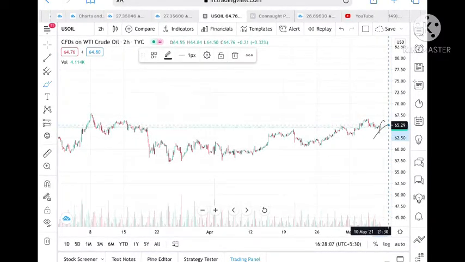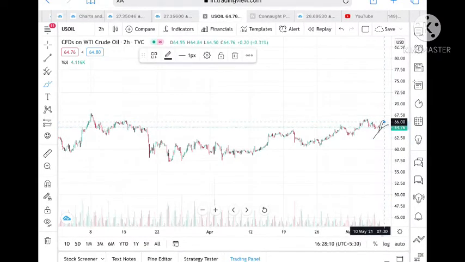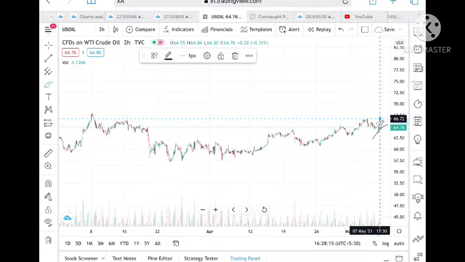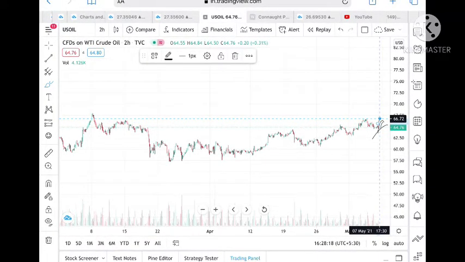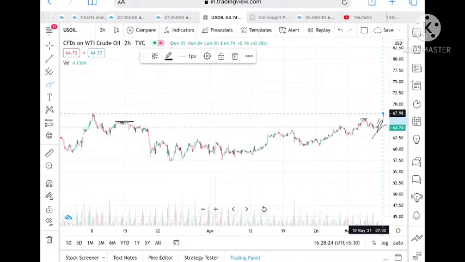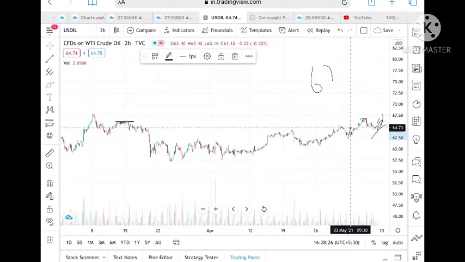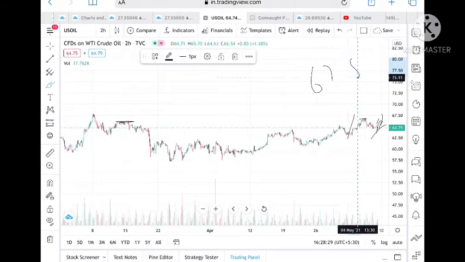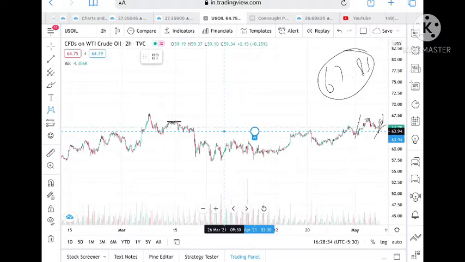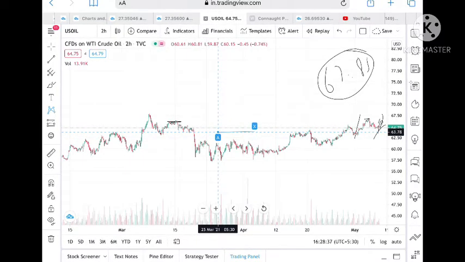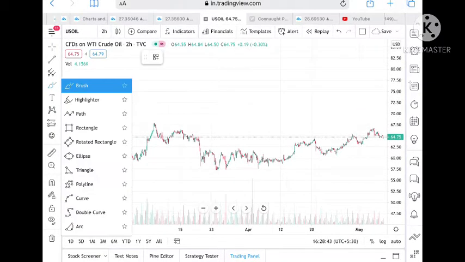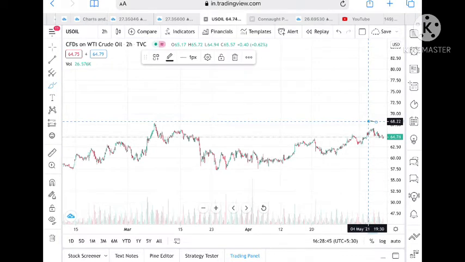65.92, and from there we can expect that it can touch a level of 66.72. What we have seen is that 66.72 is already tested twice, so if it comes close to that level, then we can expect that it can touch a level of 67.83, and that 67.83 is a two-month high. So if it touches this level, there is a chance that it can bounce back from there, or if it crosses this level, then it can touch a level of 69 also, but before that it has to stay above 66.32.